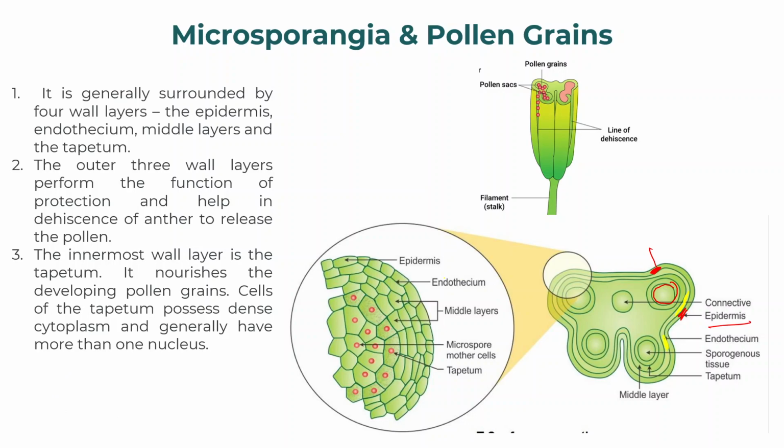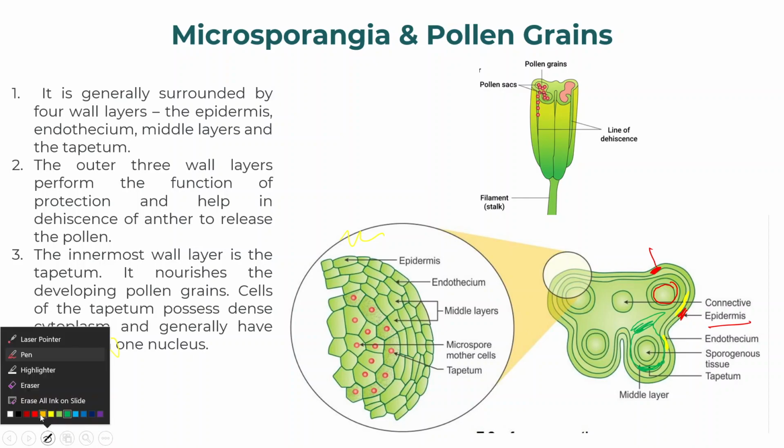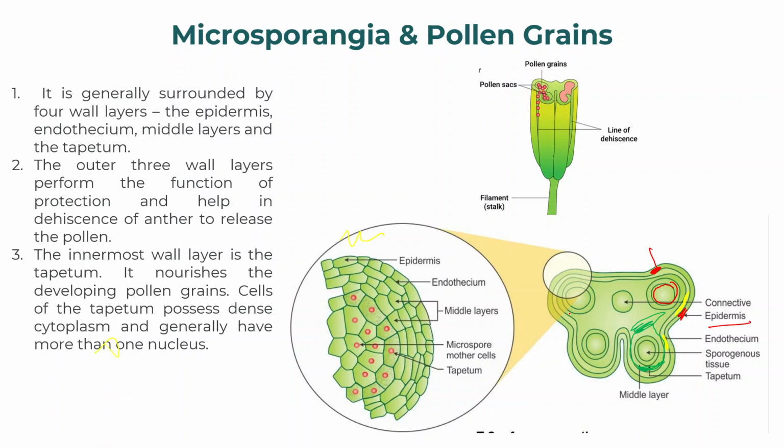Now the third layer, the middle layer. This is the middle layer. So this is the whole middle layer. Now the last one, and the very important one, is the tapetum. I have already told you why the tapetum, this thing is the tapetum. So this tapetum, in NCERT, this question has been asked: why do tapetum cells have two nuclei inside them?